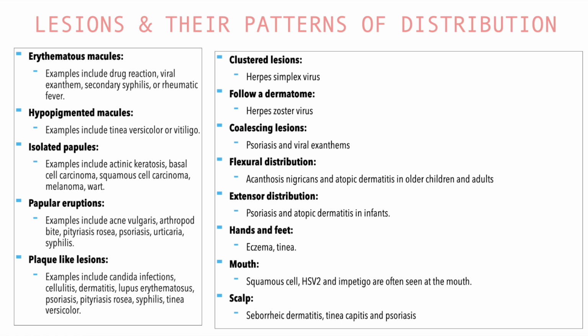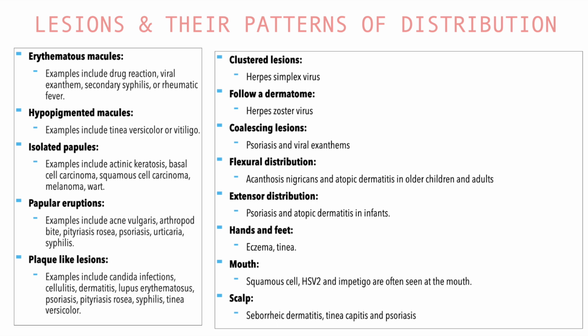Flexural distribution, this is seen with acanthosis nigricans, atopic dermatitis in older children and adults, but extensor distribution is seen with psoriasis and atopic dermatitis in infants. Tinea infections, so fungal infections, and eczema, these are often seen affecting the hands and feet. Squamous cell may affect the mouth.